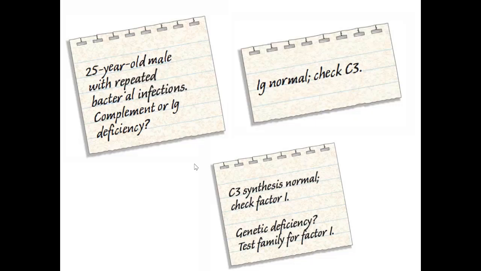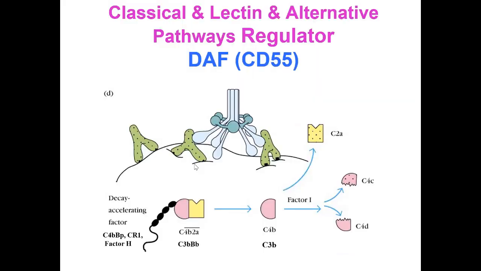Okay, DAF is another regulator that functions in three pathways: the classical pathway, lectin pathway, and alternative pathway. DAF is the abbreviation of decay accelerating factor. It is also called CD55. And the function of DAF is preventing the function of C3 convertase in this way.